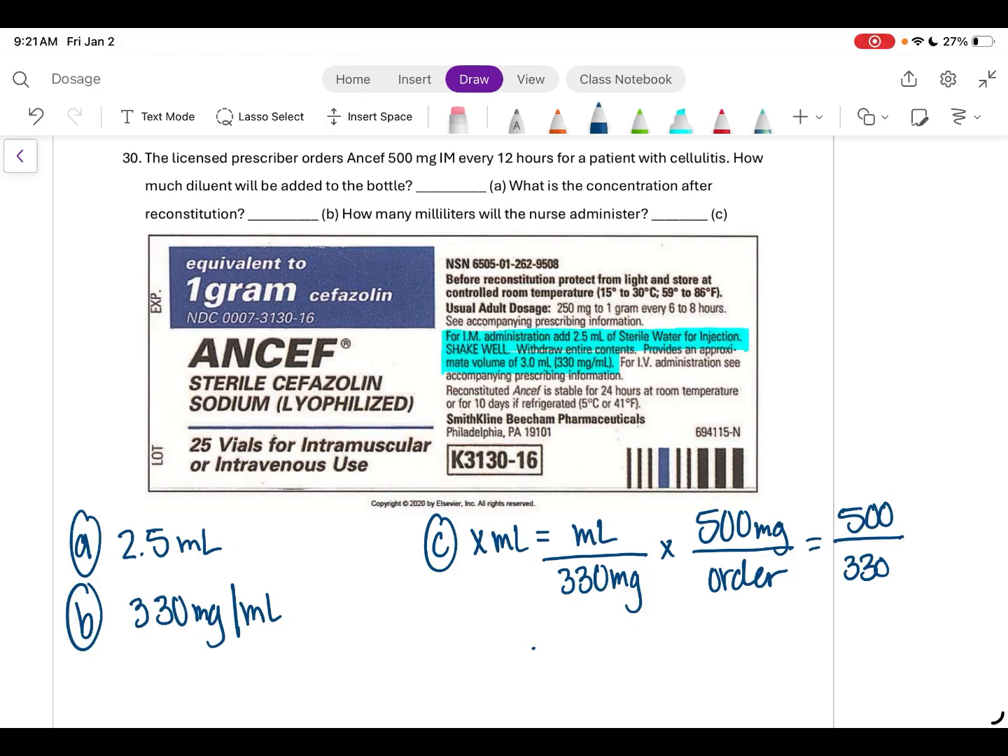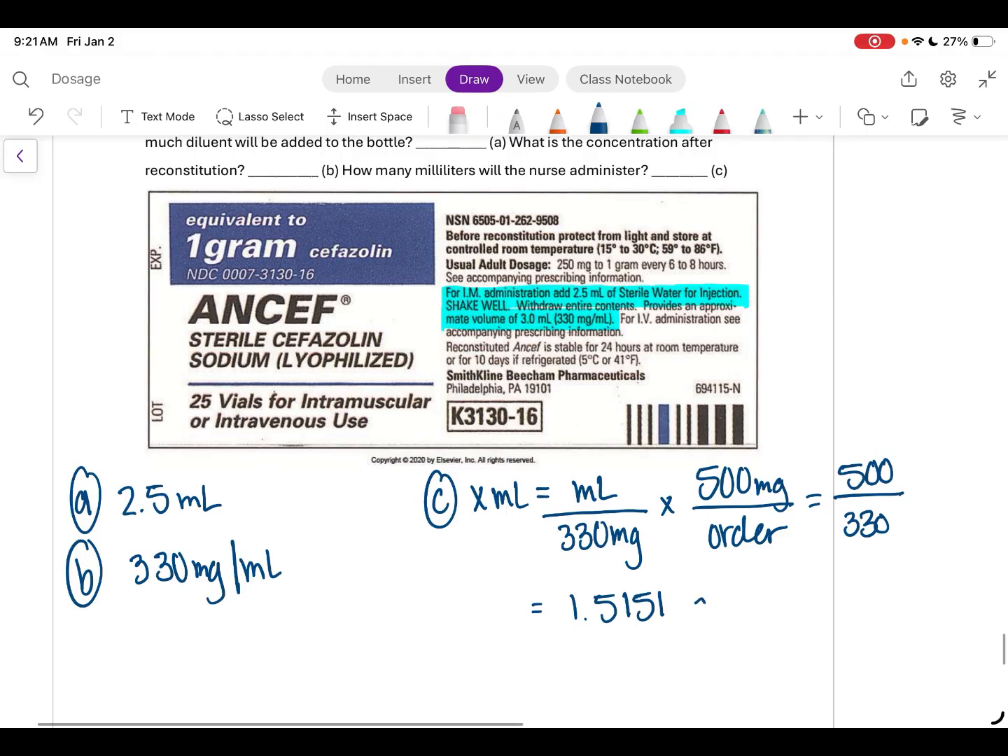I get 1.5151. So it doesn't tell us to round, but I think if we just round to 1.5, we'll be good.